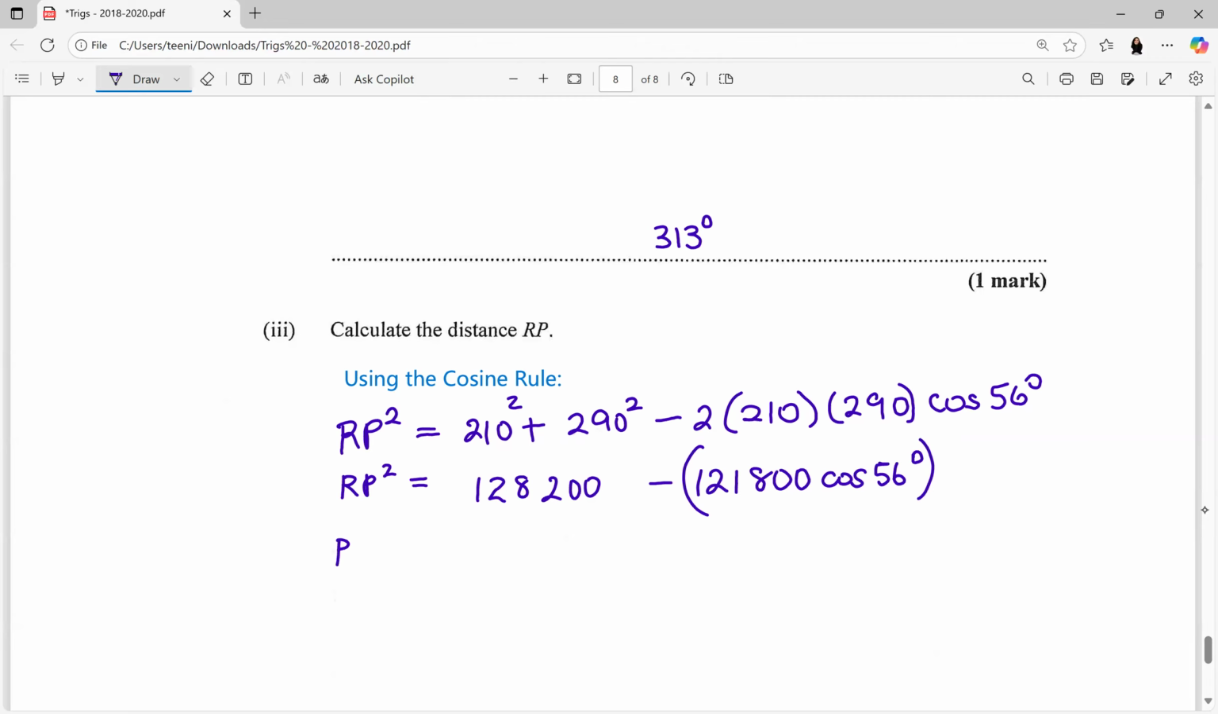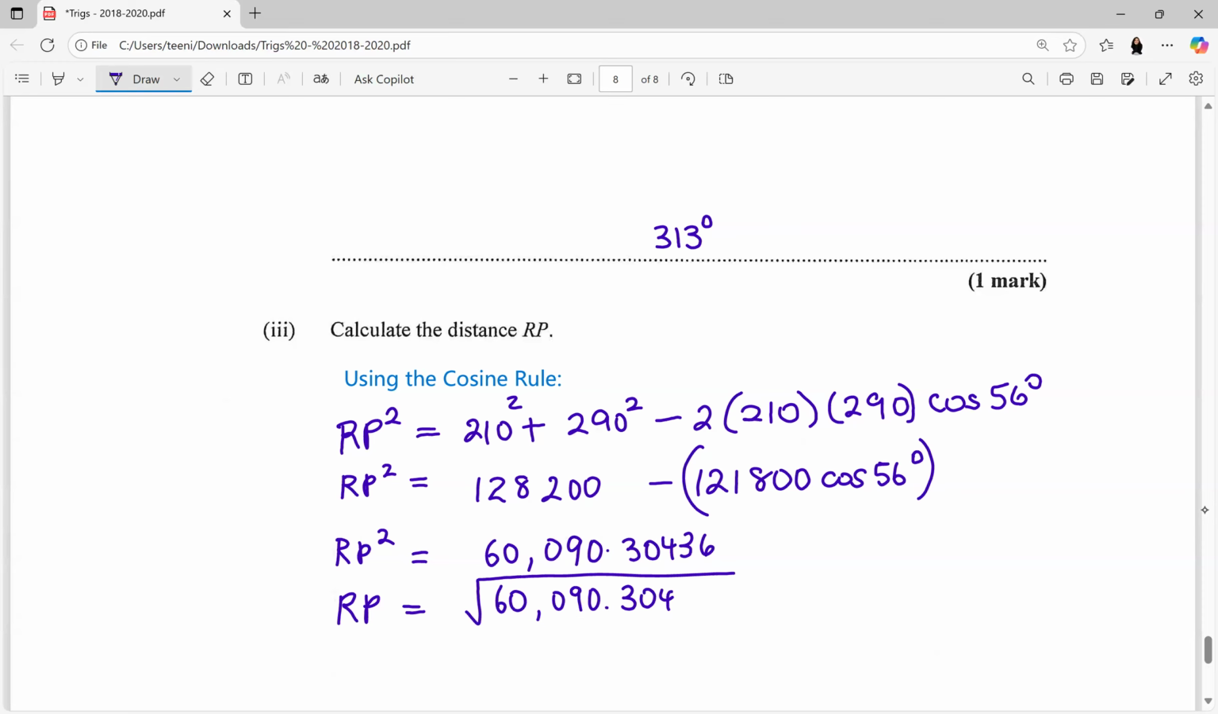So therefore, RP squared is equal to 128,200 minus 121,800 cos 56, which you're going to get a big number, 60,090.30436. So therefore, RP will be the square root of that. Miss, I get a different number. Okay, what number did you get? Wait, you put 128,200 minus 121,800? Yeah. Okay, then don't worry. I thought you had to do it alone.